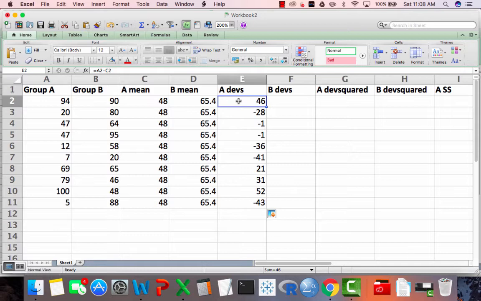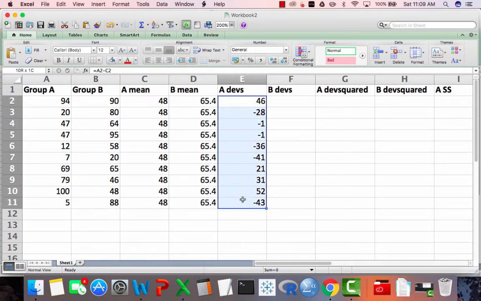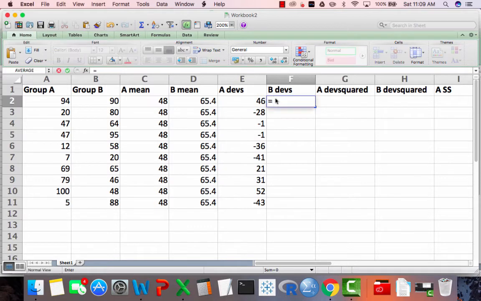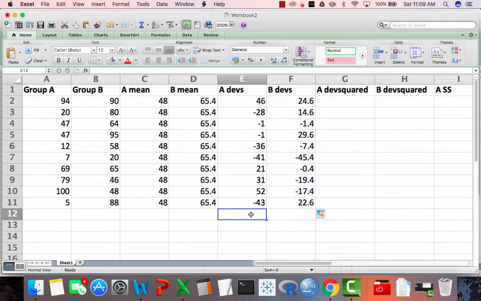So if you have a very high score above average, it'll be a positive number. If you have a very low score below average, it'll be a negative number. And if I added all of these up, it would equal 0 because I'm adding positive and negative numbers. So we do the same thing for group B. We take a person's score in group B, and from that we subtract the average for group B. And same story here. We should get a set of positive and negative numbers that add up to 0.